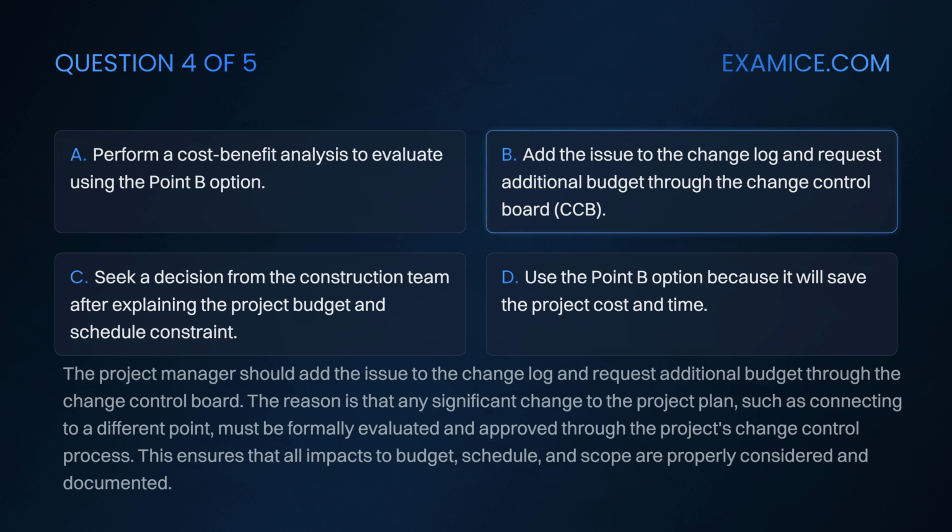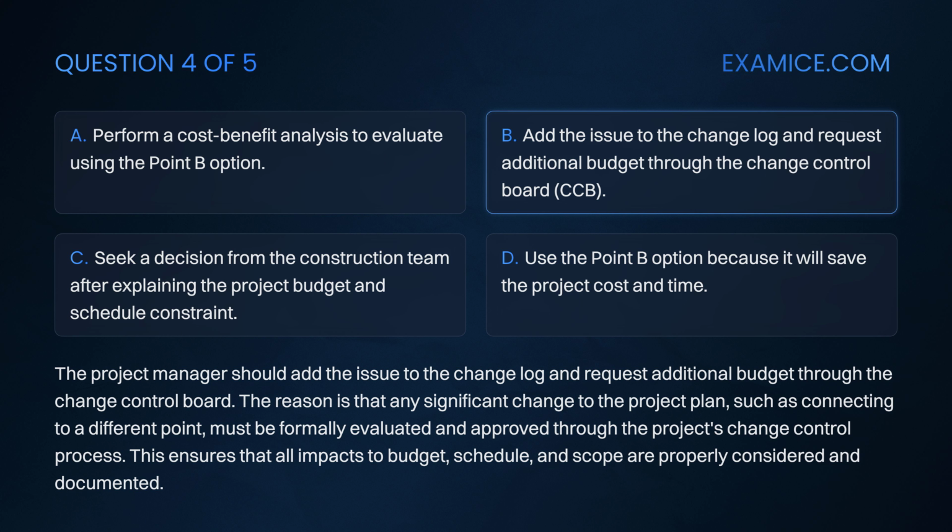The project manager should add the issue to the change log and request additional budget through the change control board. The reason is that any significant change to the project plan, such as connecting to a different point, must be formally evaluated and approved through the project's change control process. This ensures that all impacts to budget, schedule, and scope are properly considered and documented.